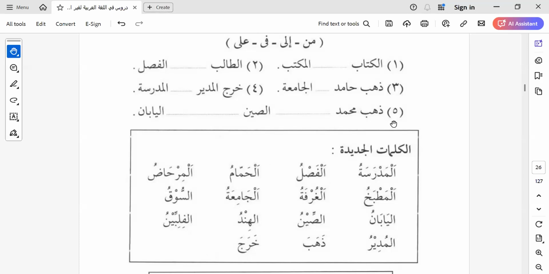Okay, so let's have these. فيه بعض الكلمات الجديدة. Okay, الكلمات الجديدة. So why do we have الكلمات الجديدة and not الكلمات الجديدات or الجدد? The question is, why is الجديدة not a plural?